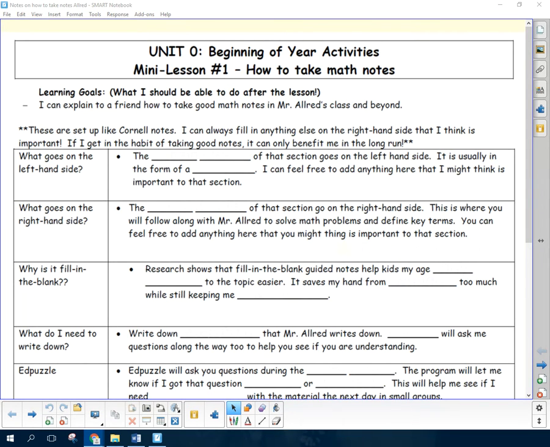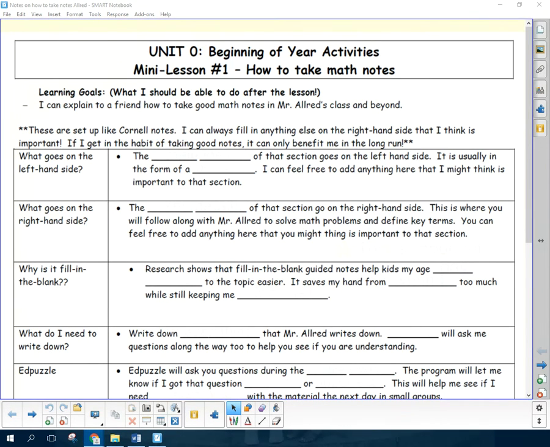We're here today to talk about how to take math notes in Mr. Allred's class with Edpuzzle. So you have a little half sheet of paper. It should look just like the paper on your screen, and this is kind of what all our notes this year will look like. I try to do a really good job of taking that piece of notes, putting it on the smart board, and I'm just going to talk through it.